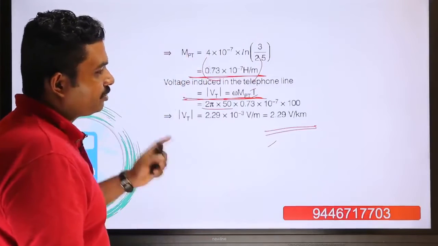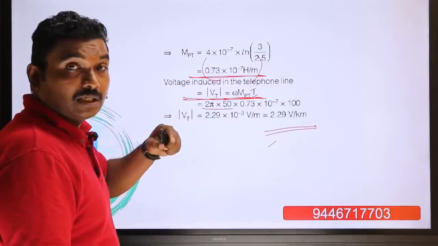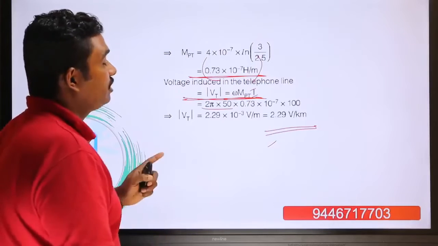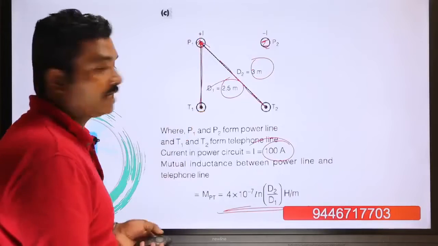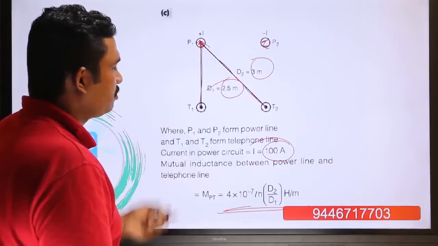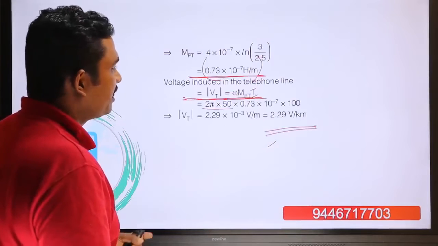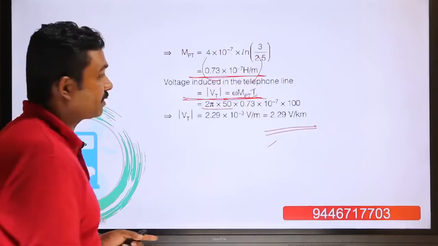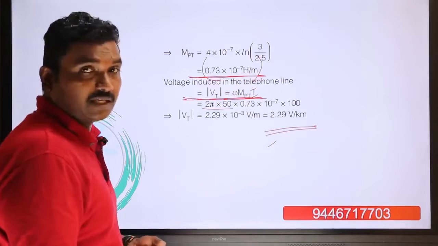So 2.29 volt per kilometer will be induced on the communication line due to the power line that is running above, carrying a current of 100 amperes. And this induction is happening only purely due to mutual induction between the power line and the telephone line. So this is a very good question. It's an application type of a question. These kind of questions can come in various examinations.